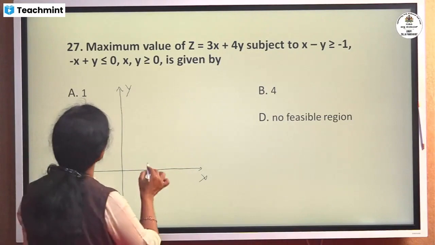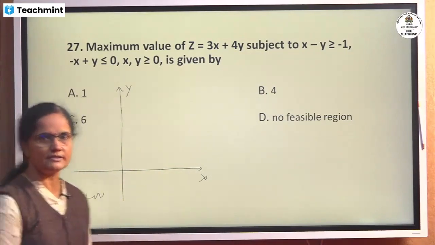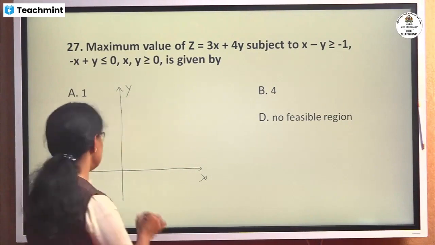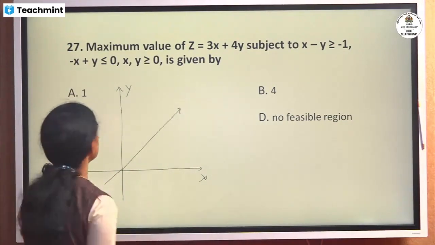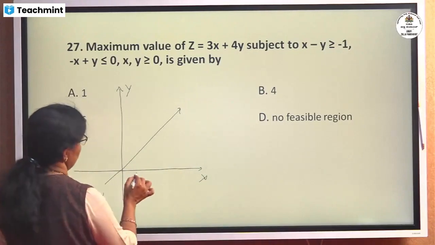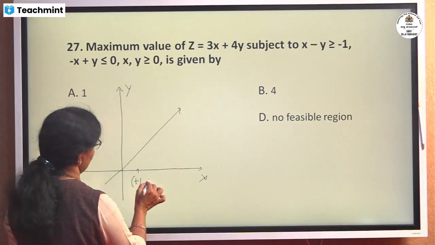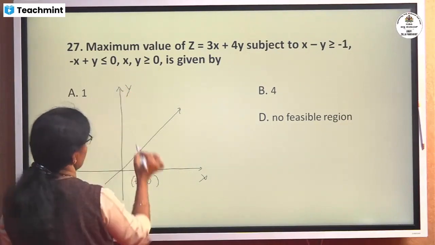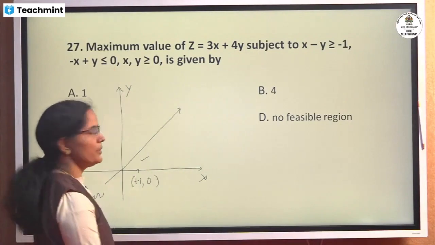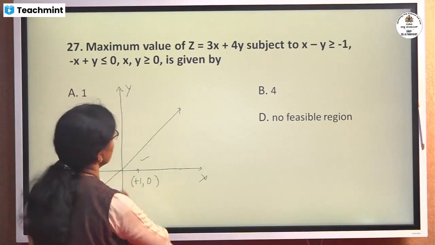So what is the equation here? One equation is minus x plus y is equal to 0. That will give you the equation y is equal to x. And here I will take 1 point for the verification, that is plus 1 comma 0. Minus 1 is less than 0. Therefore, this is the area. Minus 1 is less than 0 is right. Therefore, it has the solution in this area.